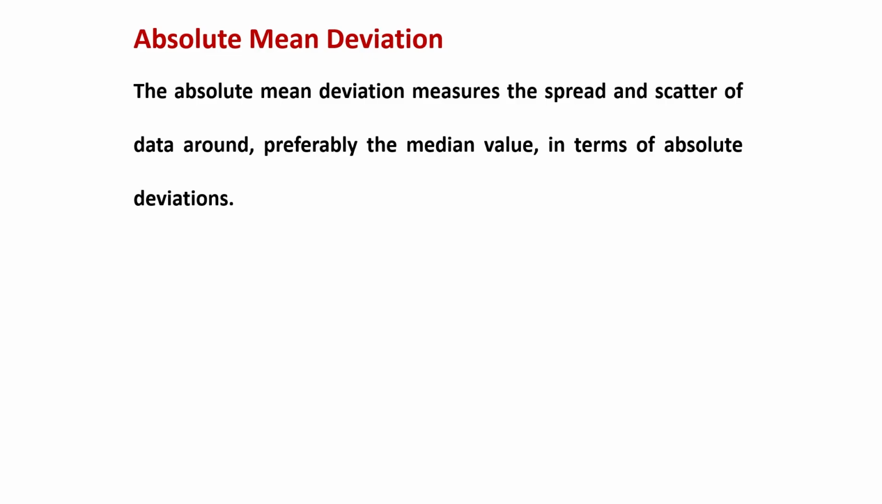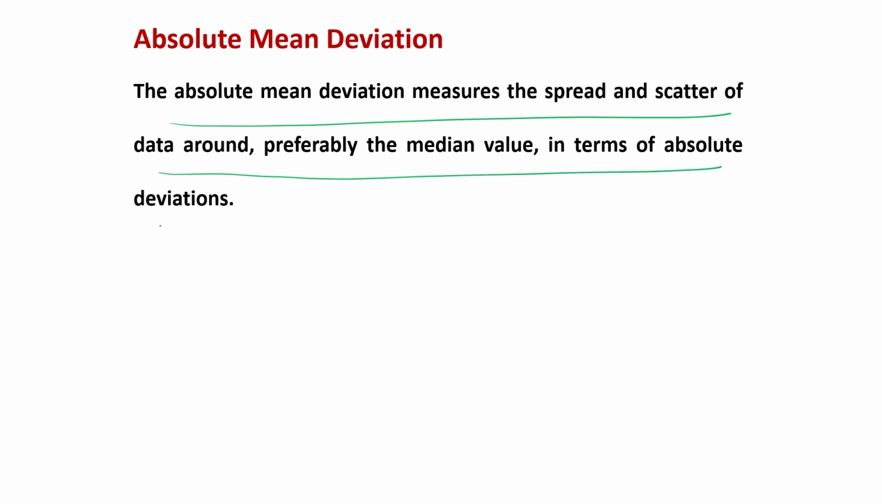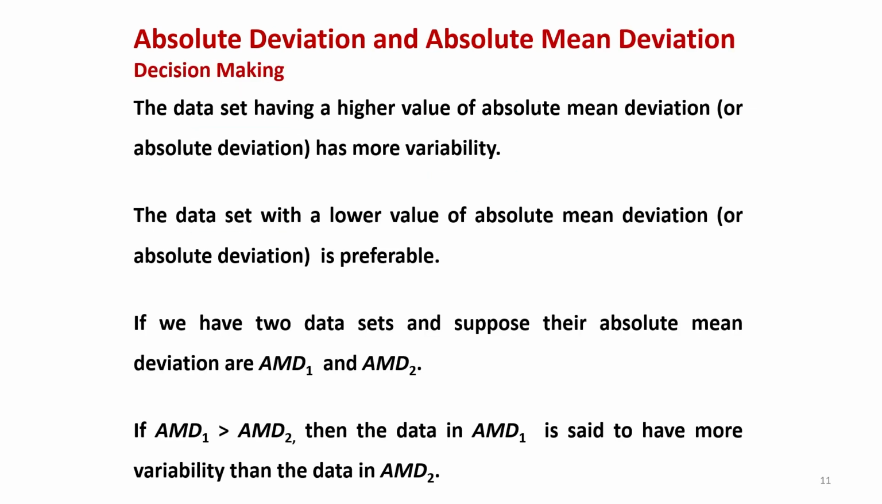So both this absolute deviation and absolute mean deviation are measuring the scatteredness of the data around the value A and around the value median of the data respectively. So absolute mean deviation measures the spread and scatter of data preferably around the mean value in terms of absolute deviations, right? Now, how are you going to make the decision making?